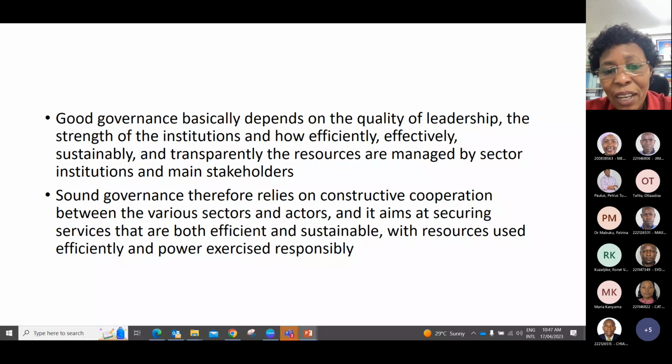And sound governance aims at securing services that are both efficient and sustainable, with resources used efficiently and power exercised reasonably. This is exactly what I said earlier. When you are not transparent, it means you are exercising power on your own, and you are showing people that you know it all and you can do it on your own. As water practitioners in the region, this is not expected, and it should not happen, actually, for our common good. We should be transparent. We should ensure we put good governance in place. Next, please.